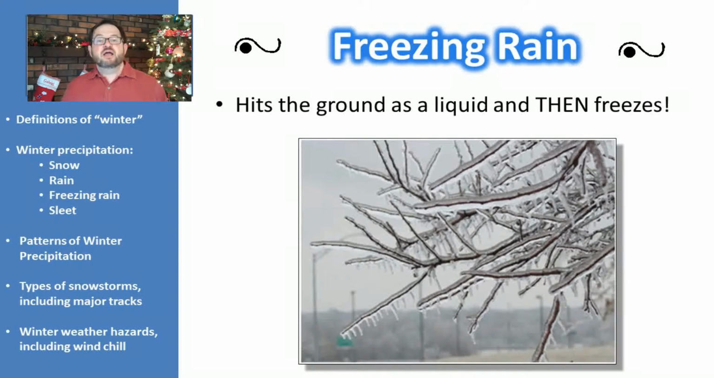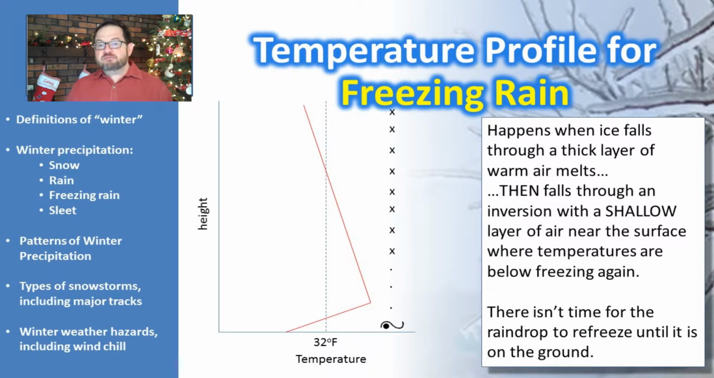Freezing rain, if you're not familiar with it, well, where'd you grow up? Because I'd like to be there. But freezing rain is precipitation that hits the ground or the surface or the trees or whatever as a liquid and then freezes on. So freezing rain is not like frozen raindrops, it's rain that hits the ground and then freezes on.